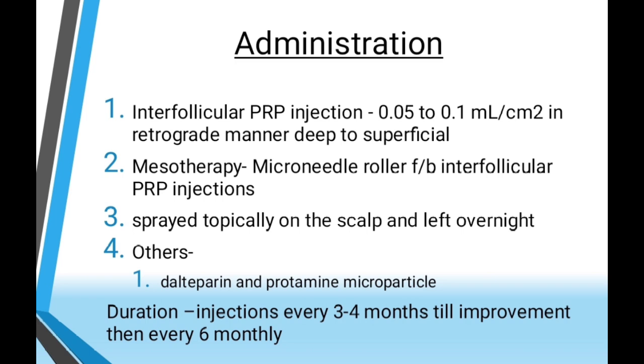Other methods are mesotherapy, where microneedling is done followed by interfollicular PRP injection. Other ways, it is sprayed topically on the scalp and left overnight. One more modality is where dalteparin, a low molecular weight heparin, and protamine microparticles are combined with PRP and given. The duration usually followed is injections 3 to 4 monthly till improvement, and then every 6 monthly for maintenance.